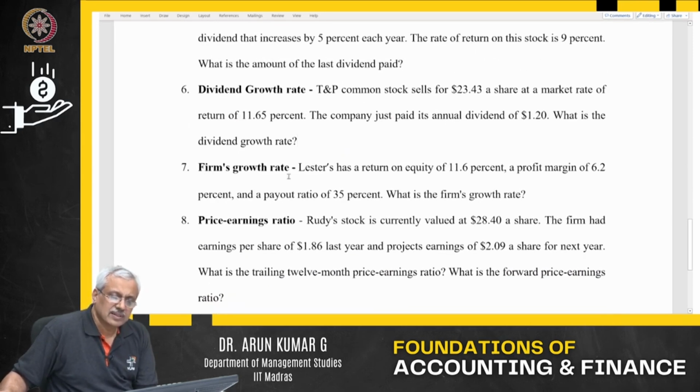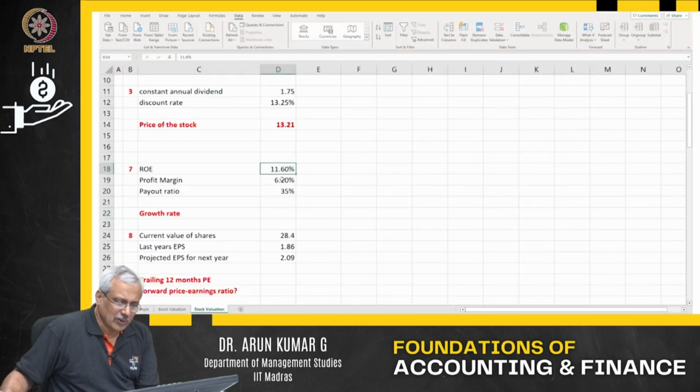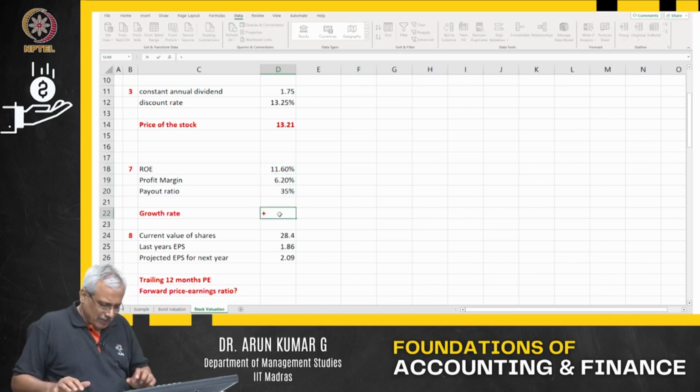Firm's growth rate. I talked about return generation and growth. Leicester has a return on equity of 11.6%, a profit margin of 6.2, and a payout ratio of 35%. What is the firm's growth rate? ROE is 11.7, profit margin is 6.2, payout ratio is 35%. If payout ratio is 35%, what is the growth?